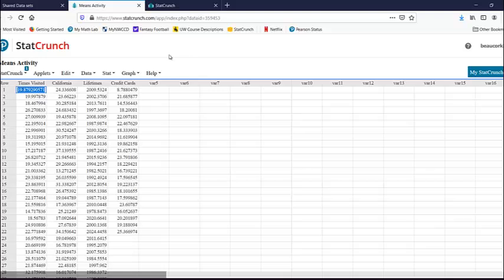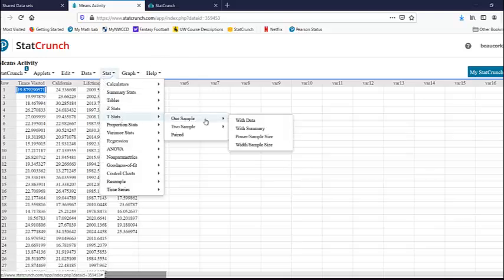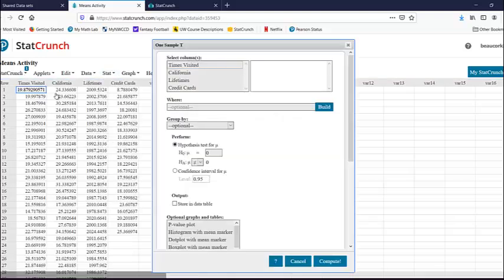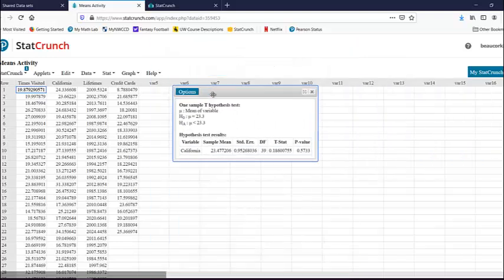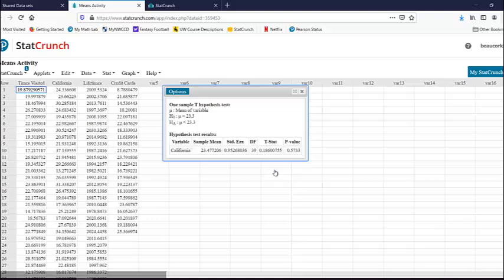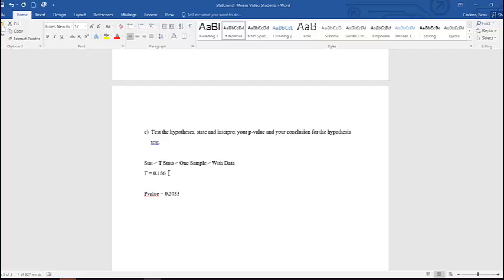This is the best part here. Stat, T-stats, one sample with data, because we have an entire column of data, so we don't have summary values anymore. Put in California, 23.3 and less than. We don't need any other plots. Compute. It gives us the t-statistic, which is 0.186, and a p-value of 57%. That is what I have written right here. Again, StatCrunch does all the heavy lifting. There is no calculation for us to be done, which means we can go directly to the conclusions.